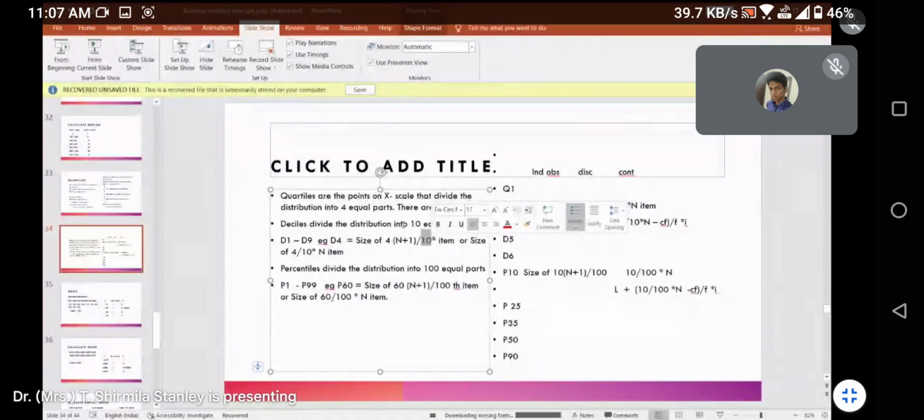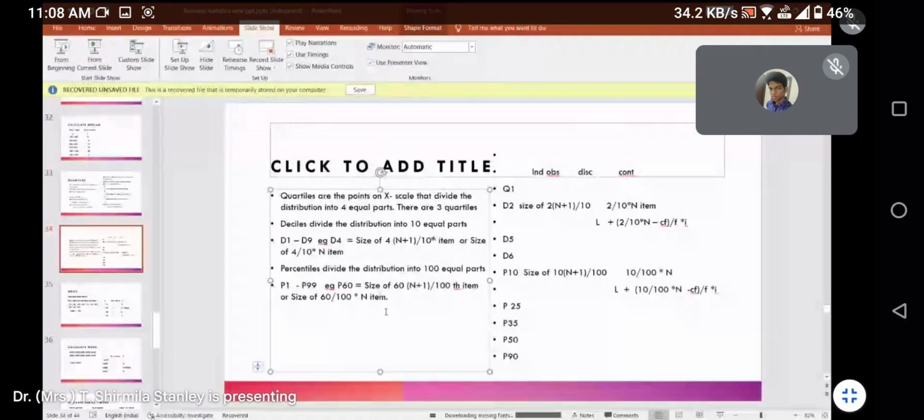So just imagine if you're doing individual and discrete series, then it is n plus 1 by 10 for deciles. Percentile is n plus 1 by 100. Just remember like that. Then multiplied by whatever you want to calculate. Suppose I want decile 4: this n plus 1 by 10, I will multiply it by 4. Suppose I want to calculate percentile 60, P60: then n plus 1 by 100, I'm multiplying it by 60.